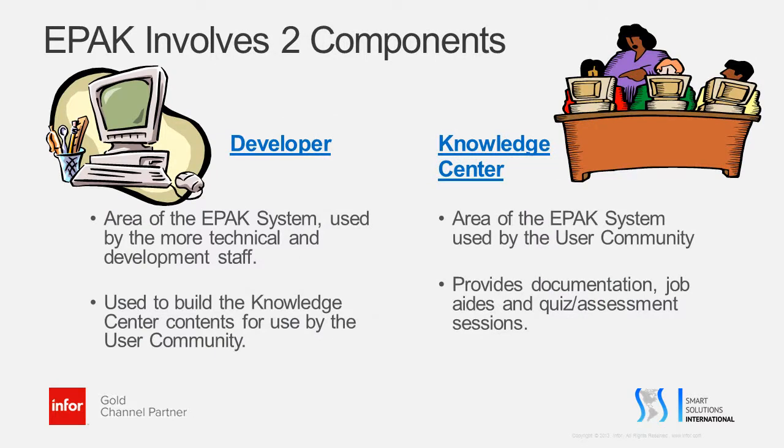EPAK involves two components, the developer and the knowledge center. The developer is used by the person creating or updating processes and documentation. The results of the actions within the developer are pushed to the knowledge center. Users then access the knowledge center with usernames and passwords. They can attend online training sessions, they can print documentation, and they can take tests if requested. The Knowledge Center will track these activities and scores of each user for management reporting.